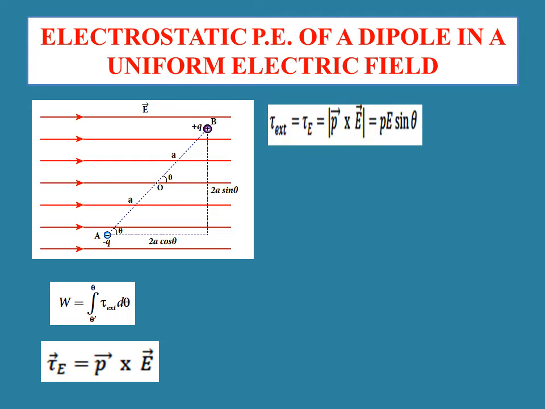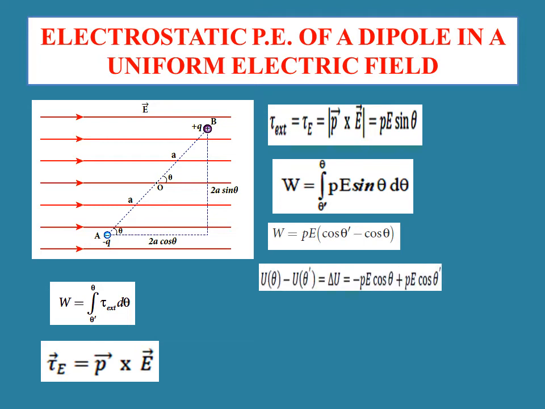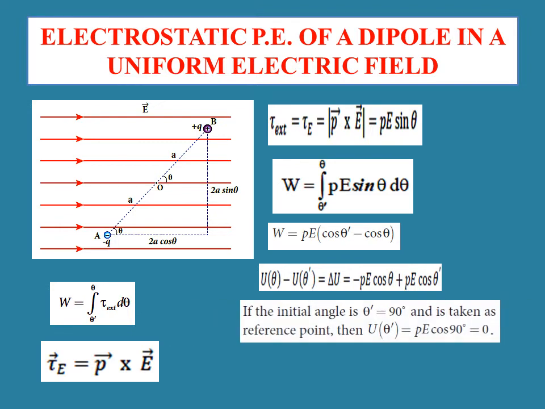P vector cross E vector, or in other words it is nothing but PE sin theta. Therefore W will be equal to integral of PE sin theta d theta within the limits theta dash to theta. If you integrate it, you get work done equal to PE into cos theta dash minus cos theta, substituting the limits. The change in the electrostatic potential energy will be represented as delta U, which is equal to minus PE cos theta plus PE cos theta dash.